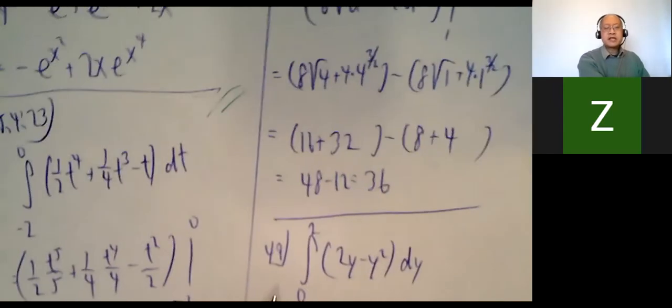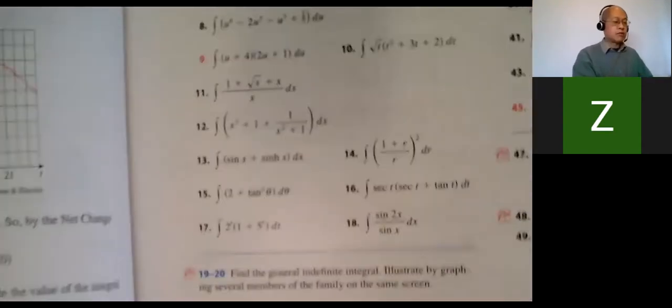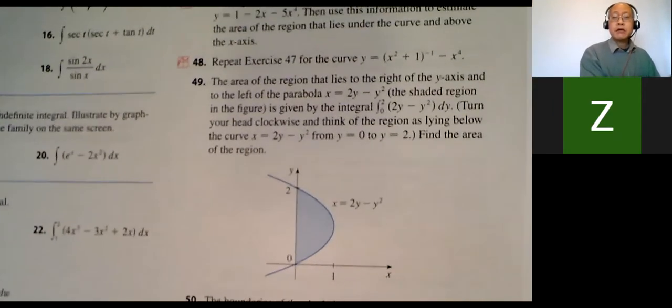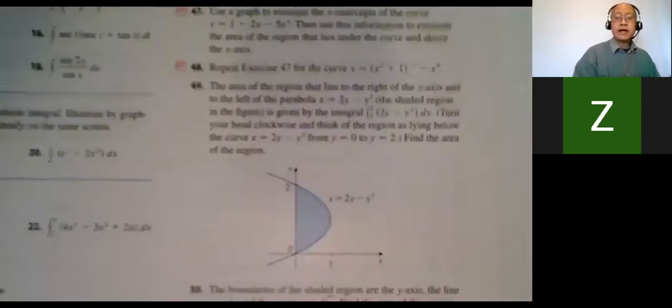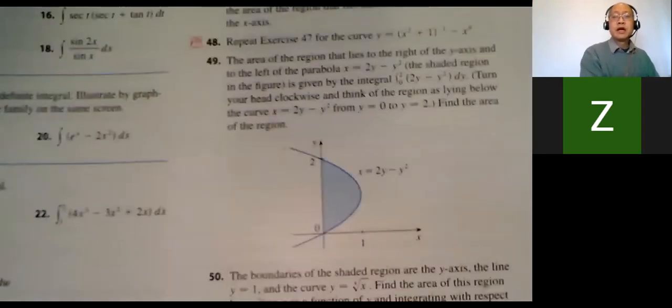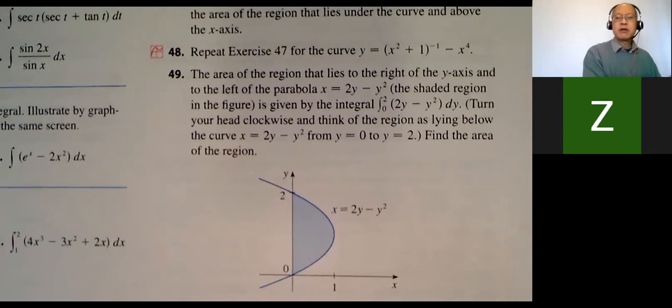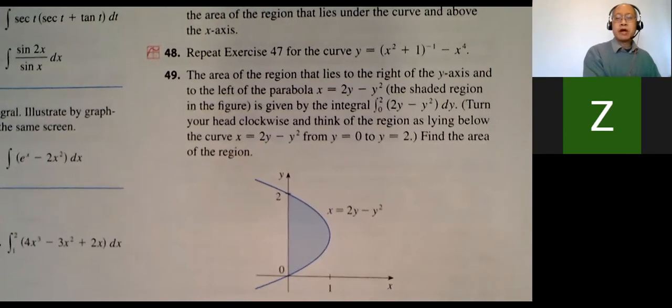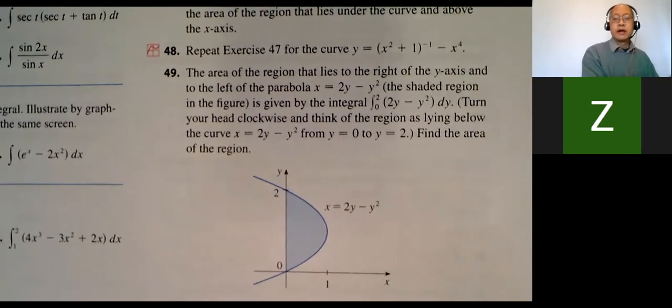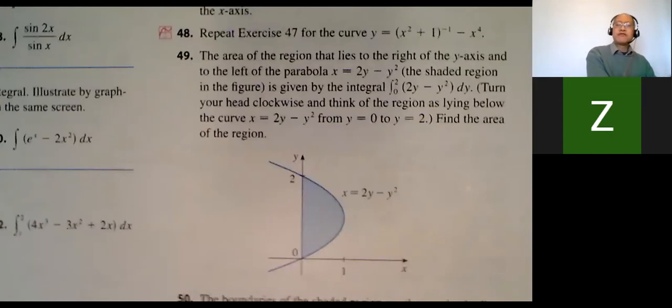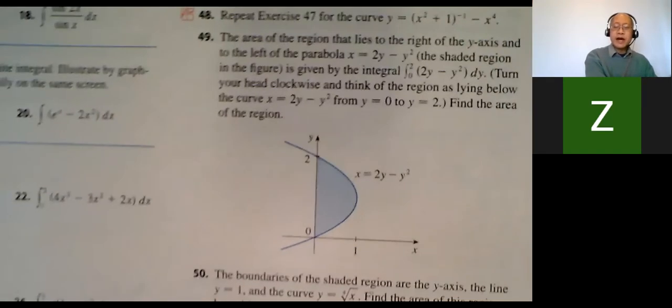Okay, 49 is not really that much harder. It's just sort of a change of scenery, as it were. Okay, 49 on page 409. The area of the region that lies to the right of the y-axis and to the left of the parabola x equals 2y minus y squared, the shaded region, is given by the integral 0 to 2 of 2y minus y squared dy. Okay, this is x as a function of y, which we're not used to.